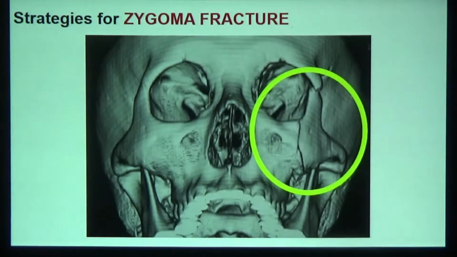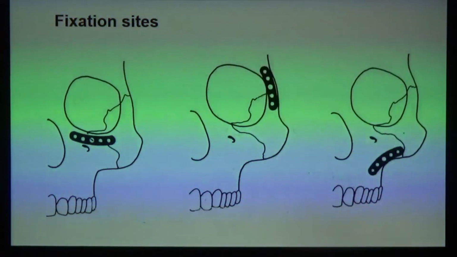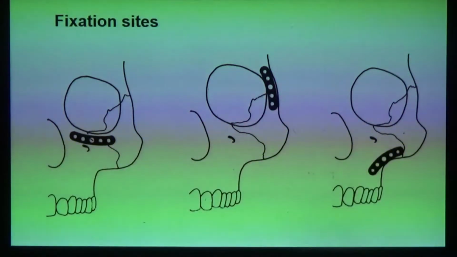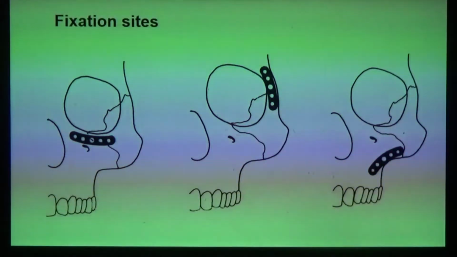Besides elucidating differences, structural analysis is also applicable to determine treatment strategies for facial bone fractures. So let's discuss zygoma fracture as an instance. In the treatment of zygoma fractures, the deviated bone must be repositioned to its original position and then fixed there. The fixation is usually done at one or more of the three sites shown in these pictures.